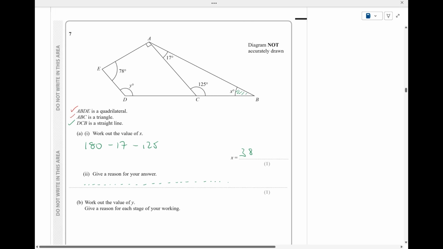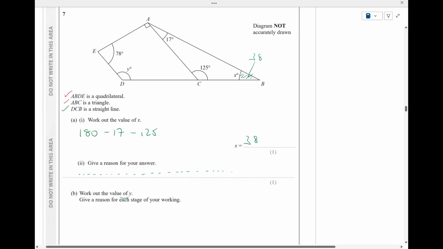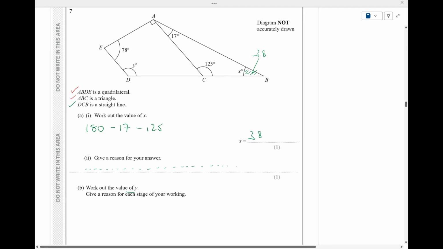Next, work out the value of y. Give a reason for each stage of your working. Now, by the way, I know that's 38, don't I? Now, let's have a look. Well, I'm just going to work out what I can, really. And I think I'm going to start by working out that angle.